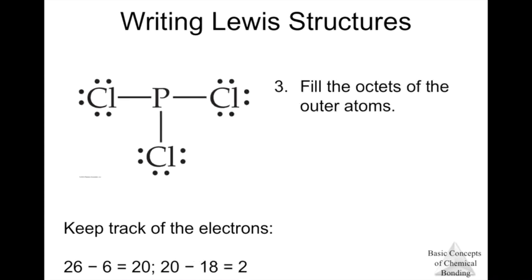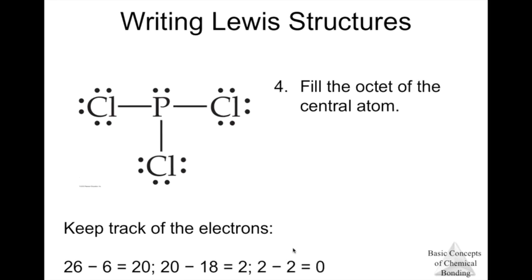So what we're going to do is place the rest of them to fill the octets of the outer atoms. So boom, boom, boom, boom, boom, boom. So this guy is now full. It has 8, because the bond represents 2. Same thing here, same thing here. So we had 20, then we assigned another 18 electrons. Now we have 2 electrons left that are still unassigned. So we'll use those and fill the octet of the central atom. So now phosphorus has 1, 2, 3, 4, 5, 6, 7, 8. We have no electrons left.